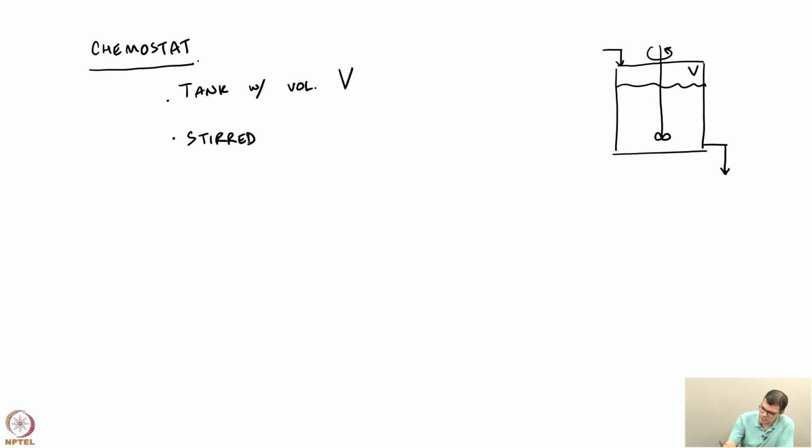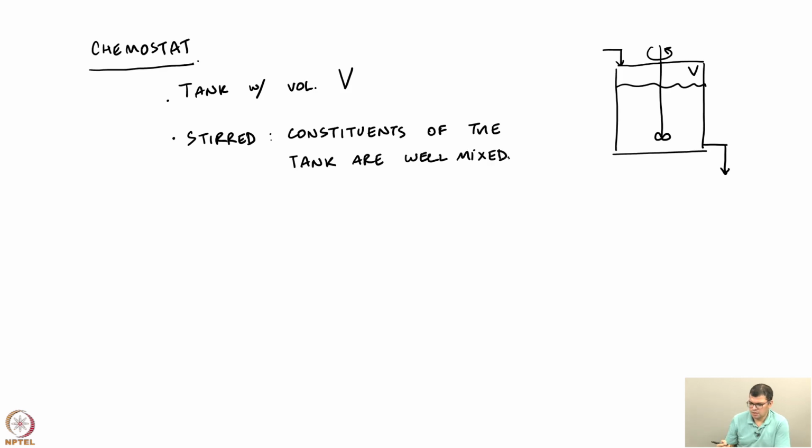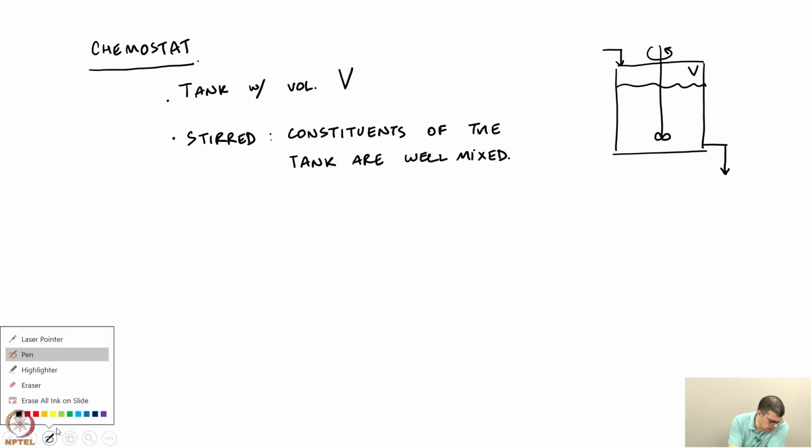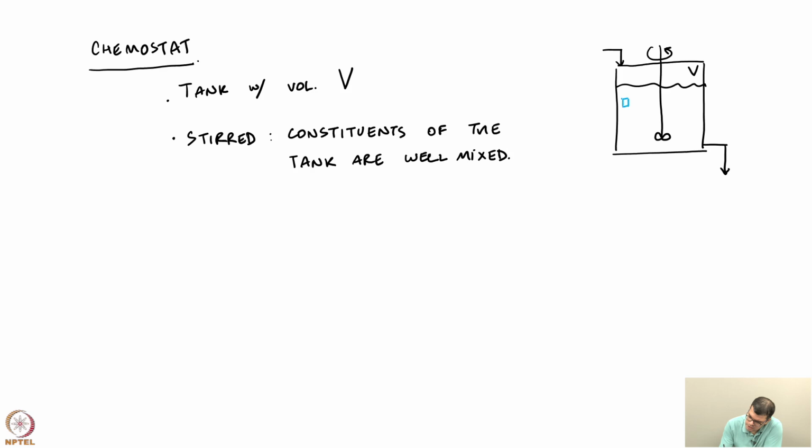and the stirring is important to define, because what it means is that the constituents of the tank are well mixed. Which means that if I were to analyze the concentrations in this cube here or in this cube here, and so on, I might take a small volumetric sample from any part of this tank. Because this is well mixed, the concentrations of all constituents of this tank are exactly the same.